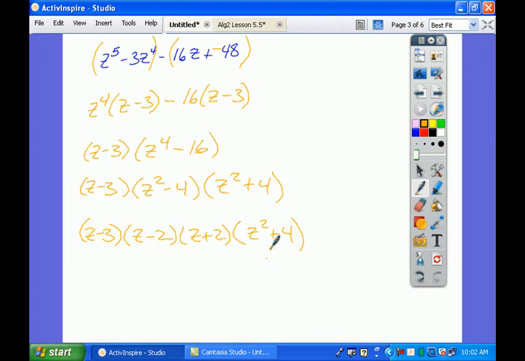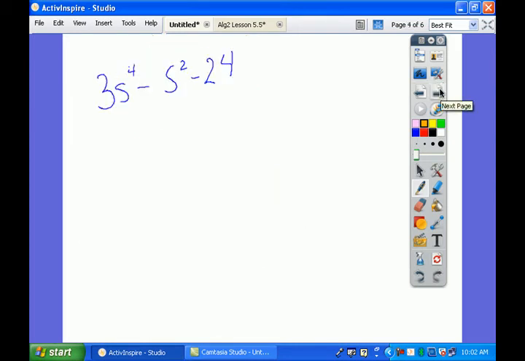It just doesn't. If we were to solve this equation, we'd have imaginary solutions. That's enough for you. This piece does not factor, but z squared minus 4 does. So we need to factor it farther.